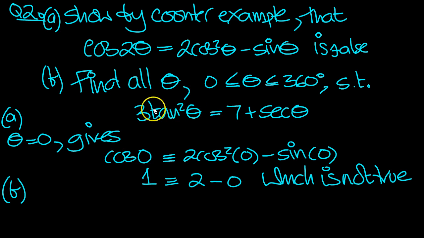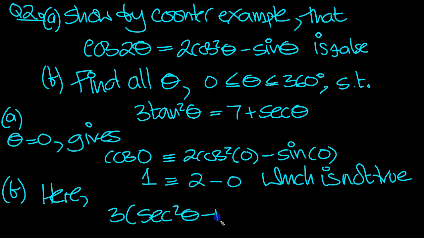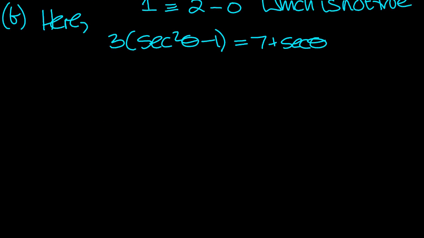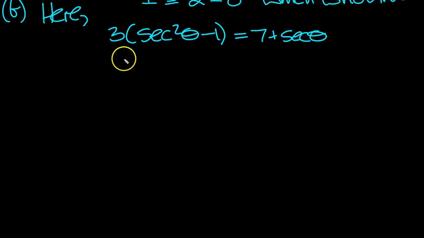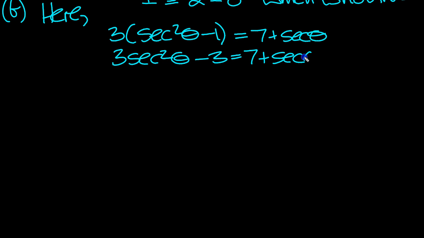So here, if we replace tan² by sec² minus 1, we'll get a quadratic in sec, which we should be able to factorize, hopefully. So 3 of tan² is 3 times sec²θ minus 1, and that is equivalent to 7 plus sec θ. So let's turn our attention to this part of the problem now and solve this. So here we've got 3sec²θ, expand the bracket, minus 3 equals 7 plus sec θ.